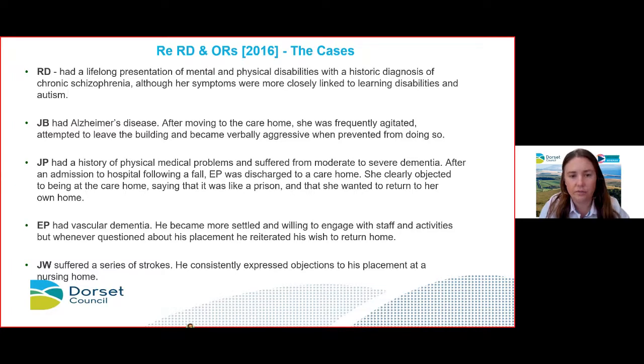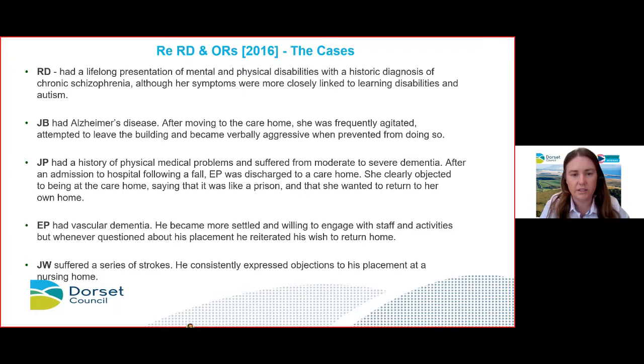JP had a history of physical medical problems and suffered from moderate to severe dementia. On arrival at the nursing home, she repeatedly asked to be allowed to return home. She was regularly distressed and agitated, calling out loudly with repetitive sounds. JP moved to a quieter wing in the nursing home, but once again became very agitated. When her RPR discussed with her the option of bringing an application to court, JP stated that she would like this to happen.